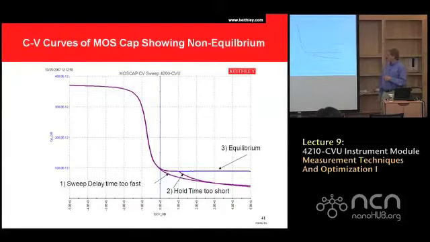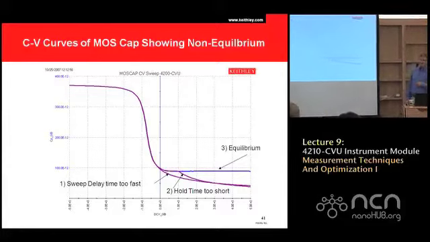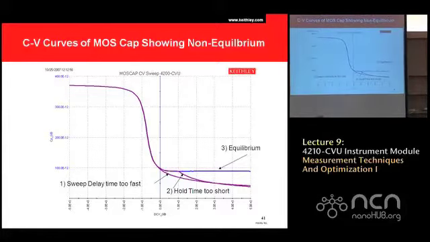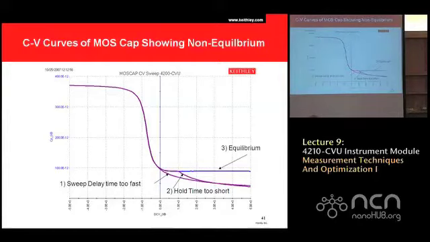Here's another example. This actually came directly off the 4200. You can tell because I have the little Keithley banner on the graph. Right? So this device, we swept it fast, and the device wound up coming down into what we call the deep depletion region. If it had been in equilibrium, we would have gotten this curve.